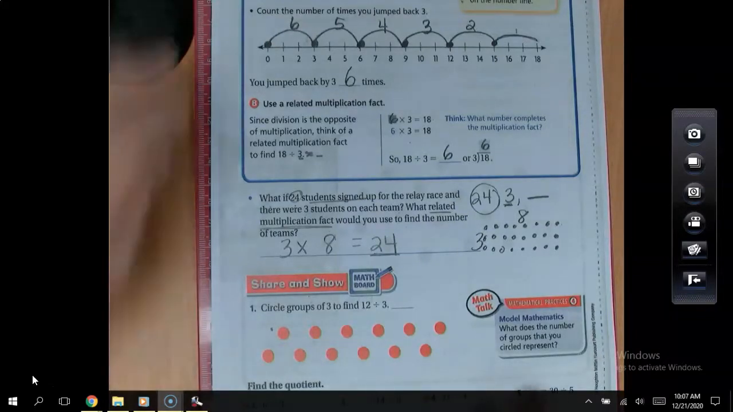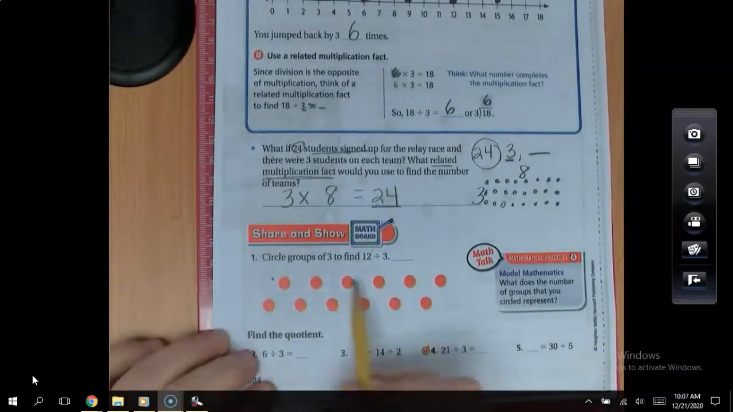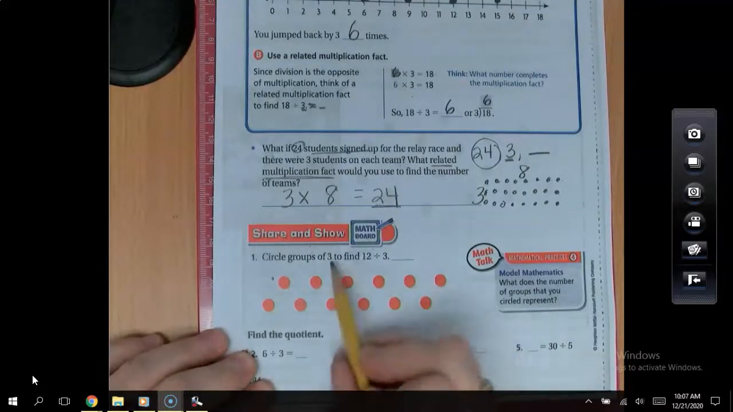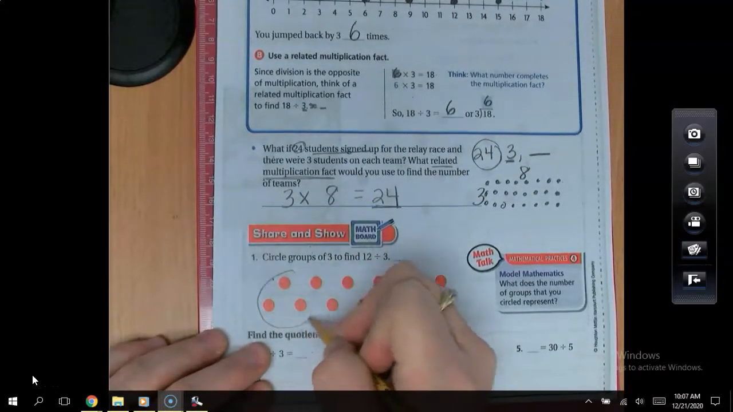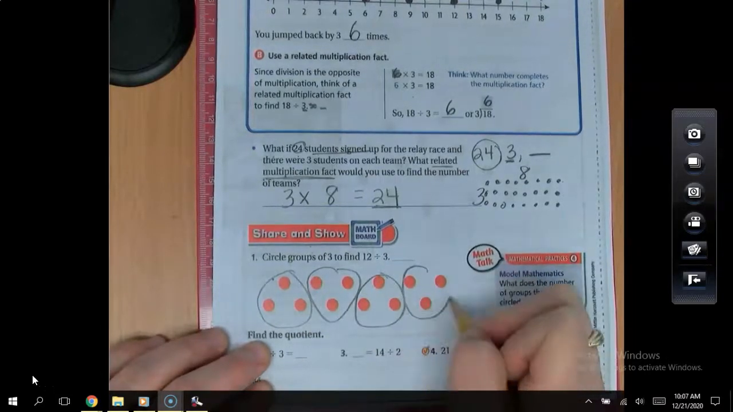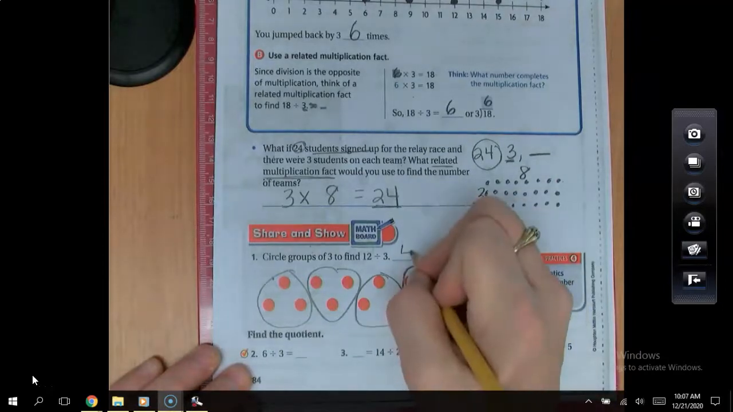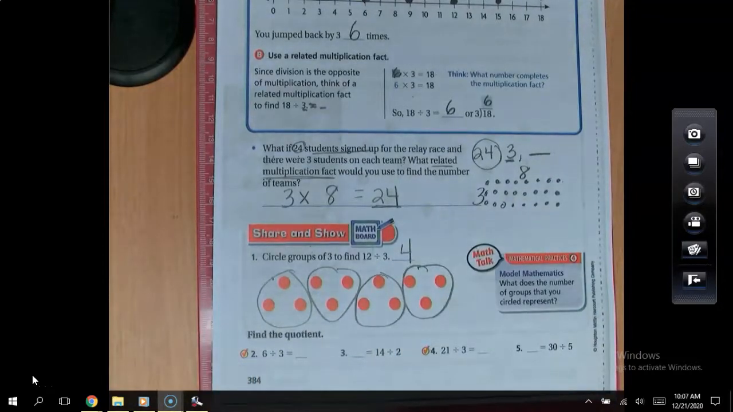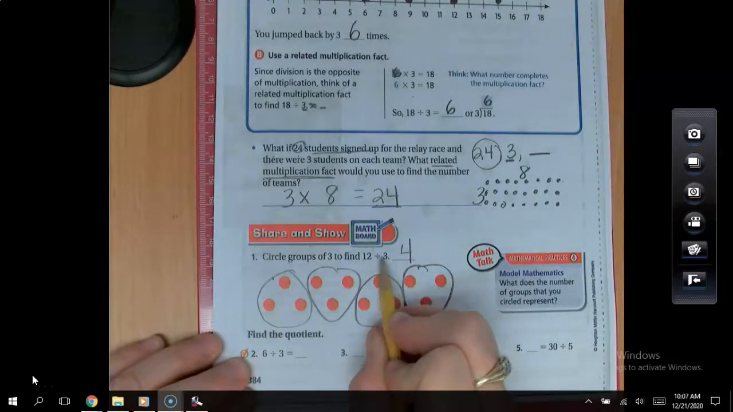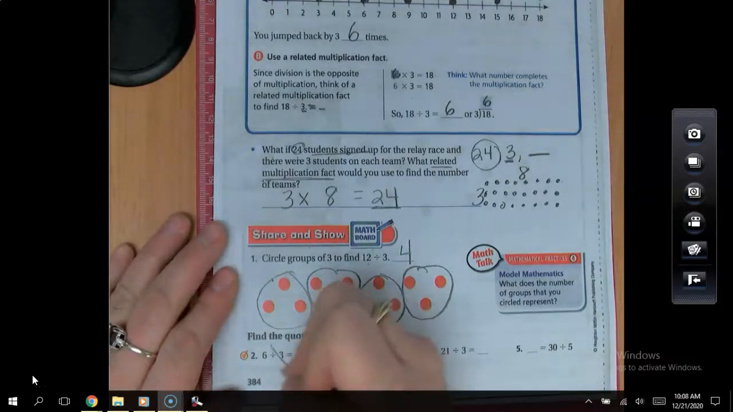All right, look at number 1. It says circle groups of 3 to find 12 divided by 3. So they put the counters for you. So now you need to put them in groups of 3. So go ahead and put them in groups of 3. And then how many groups do I have? 12 divided by 3 equals what? How many groups? 4. Very good. You can check that by saying 4 times 3 equals 12. Fantastic.